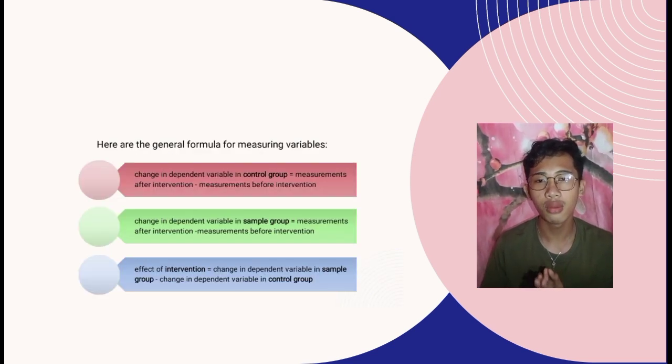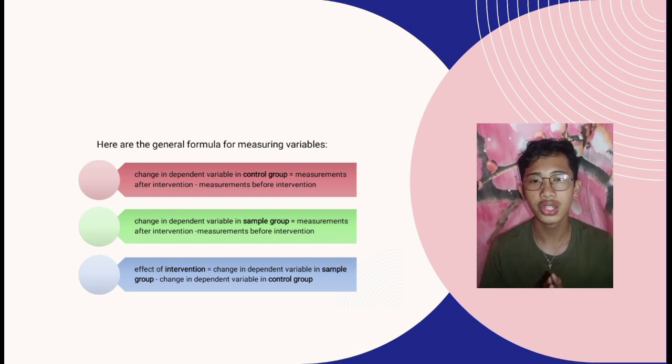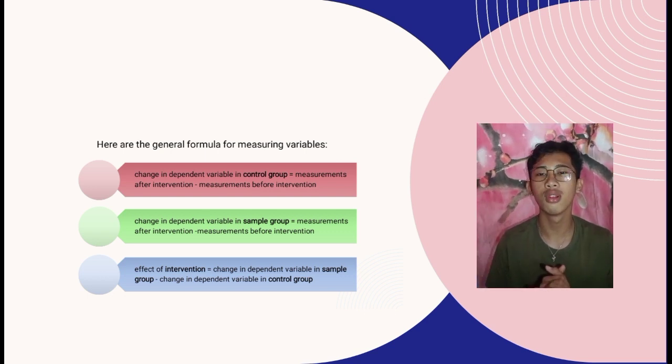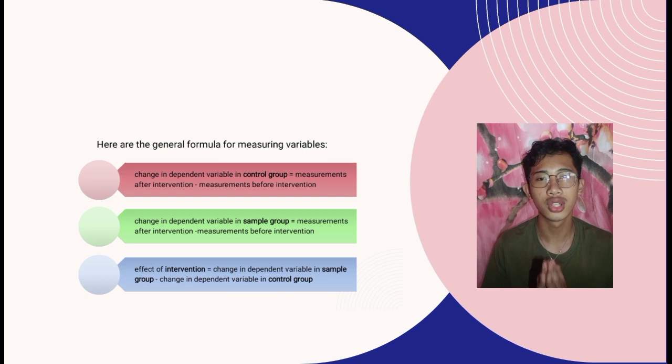Here are the general formulas for measuring variables. First, the change in dependent variable in control group is equal to measurements after intervention minus measurements before intervention. Change in dependent variable in sample group is equal to measurements after intervention minus measurements before intervention. And lastly, effect of intervention is equal to change in dependent variable in sample group minus change in dependent variable in control group.